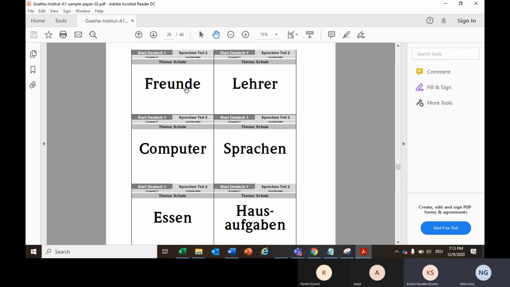Next word, Angie. So my word is Lehrerin. Ihre Lehrerin is meine Schwester. Lehrer can be brother, so sister will be Lehrerin. Ihre Lehrerin is meine Schwester. Yeah, correct. Then the third word, Saurabh, your turn.